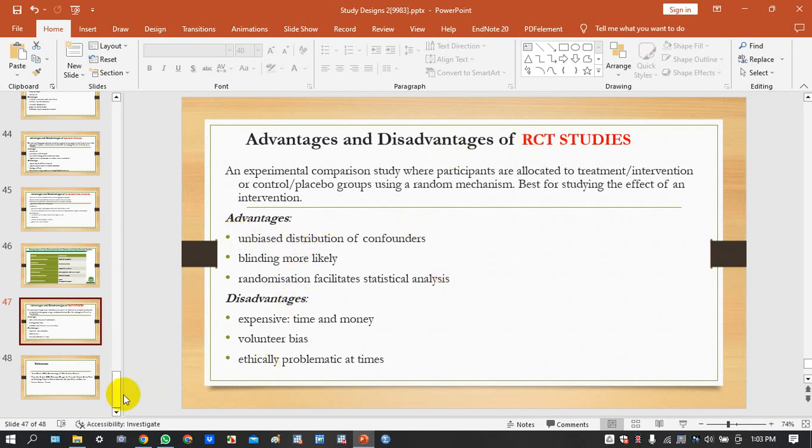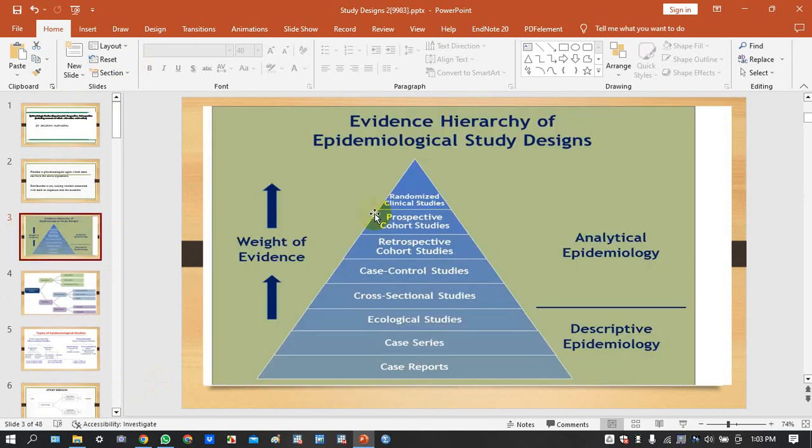You can see we are on randomized control trials. Look at it over here. This is the highest.